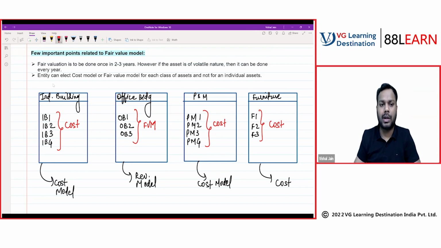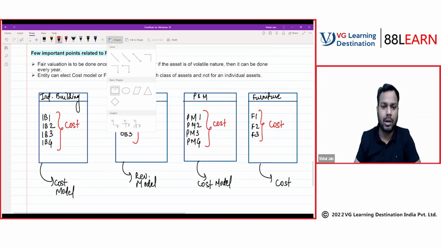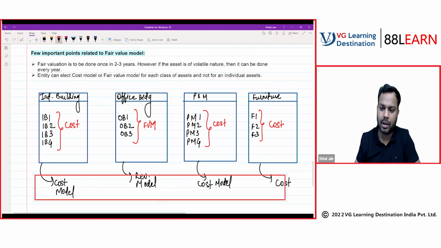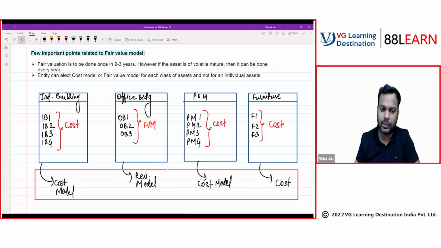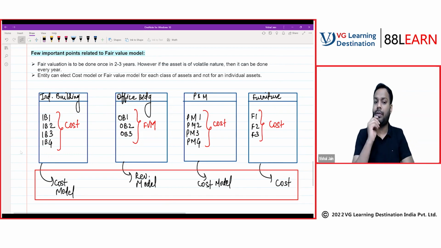Right? But now this can be different. What you have to understand is that different classes might have different models, but within a class, all the assets will be under one model. I hope it is clear to everyone. Okay, fair enough.